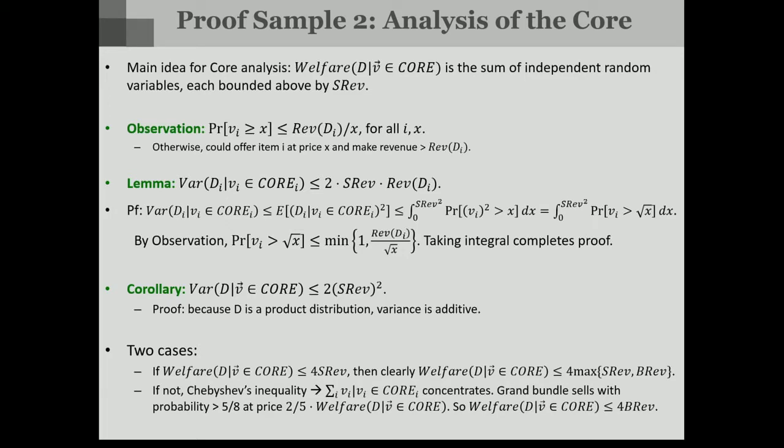So what that means is that you can sell the grand bundle at a price equal to 2/5 times the expected welfare. It will sell with probability at least 5/8. And this means that Brev will get you at least 1/4 of the welfare from the core.